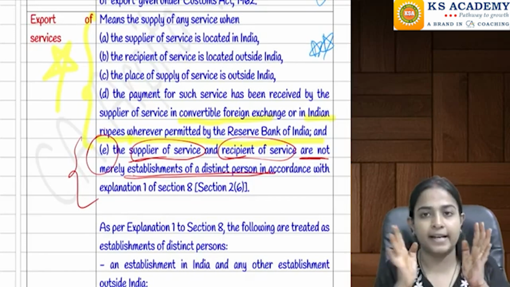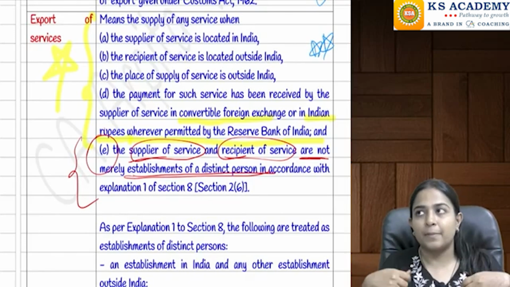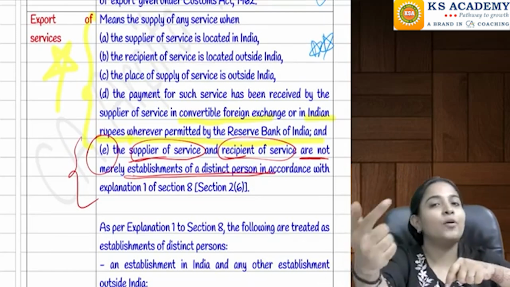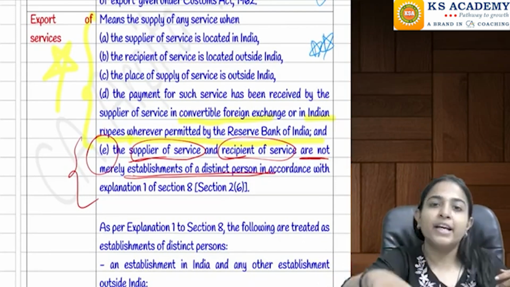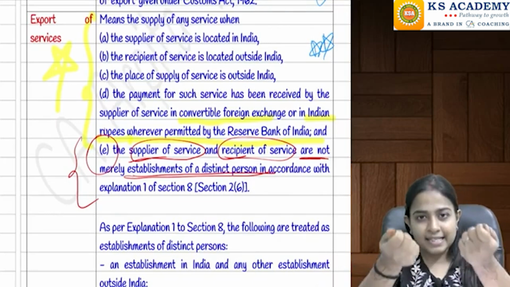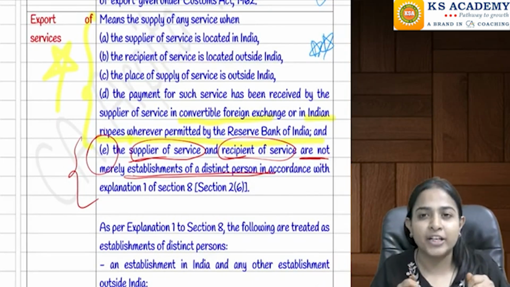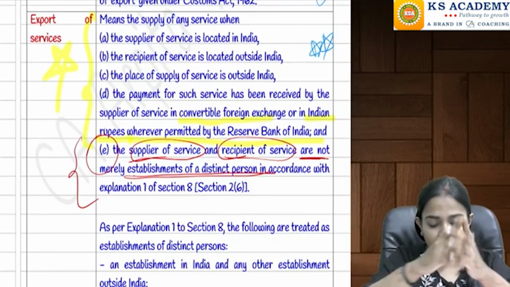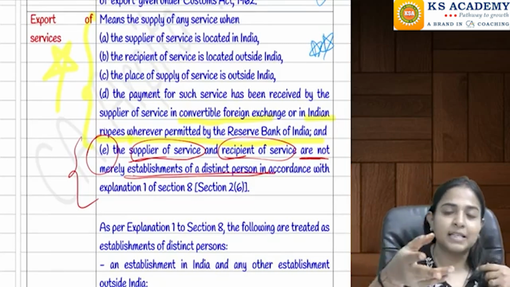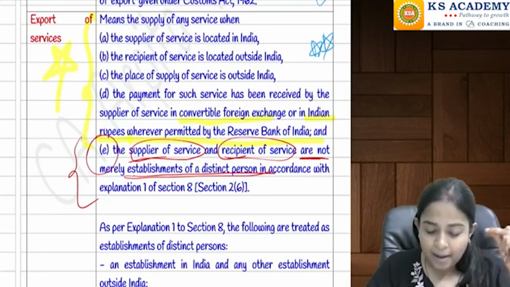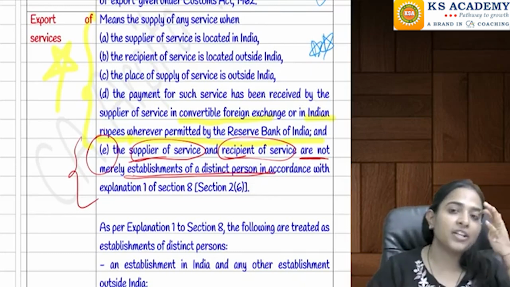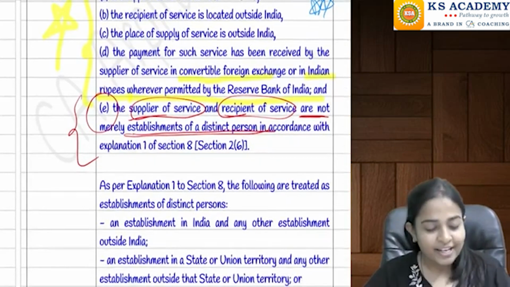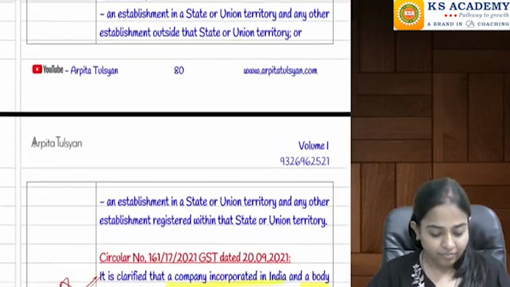Export of services. The supplier of service, the person who is giving the service, should be located here in India. Yes. The recipient of the service should be located outside India. The place of supply should be outside India. The consideration should be received in convertible foreign exchange, or in some cases, if RBI allows, it can be received in INR also. And the supplier of the service and the recipient should not be merely establishments of distinct persons. If all the 5 conditions are fulfilled, then such a service can be called export of service. Very clear with this? Yes.